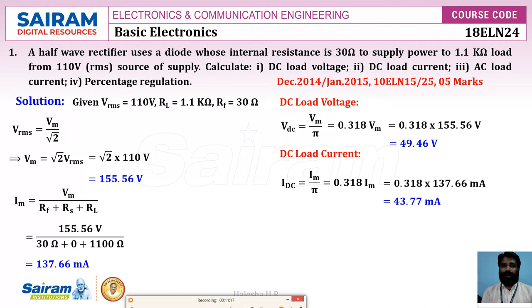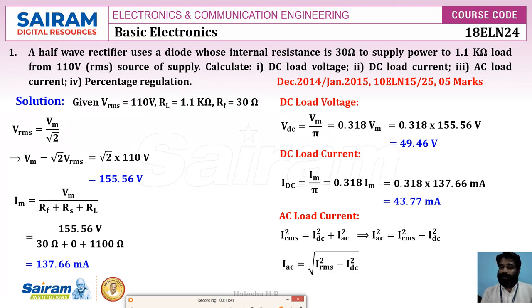Similarly, AC load current. Okay, that means we have a formula for IRMS and IDC. We don't have a formula for IAC. So as we know, IRMS square is equal to IDC square plus IAC square. So from this, we can obtain the expression for IAC. So that is IAC is equal to square root of IRMS square minus IDC square.